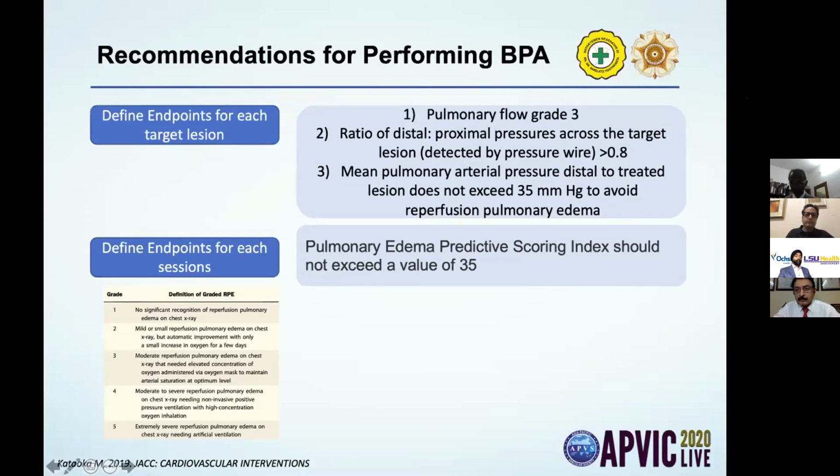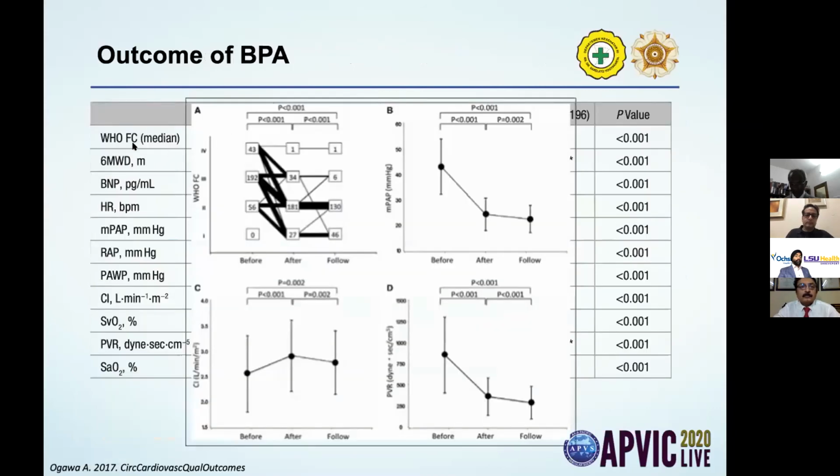So the outcome for BPA is quite good based on the multicenter registry in Japan, in that it will improve the functional class, 6-minute walking distance, NT-proBNP, and also the PVR itself.